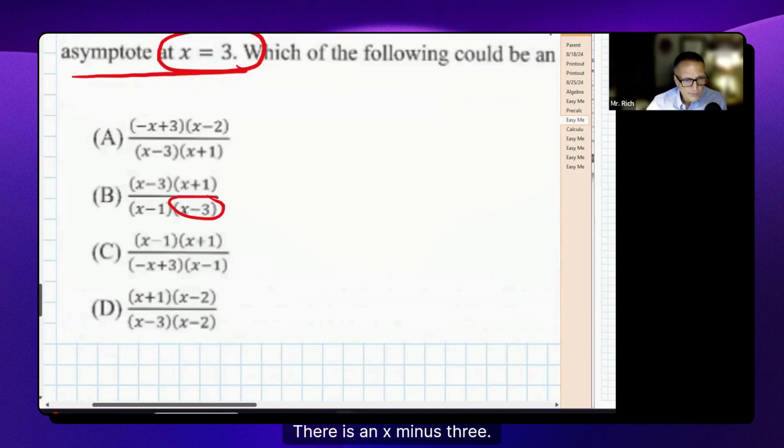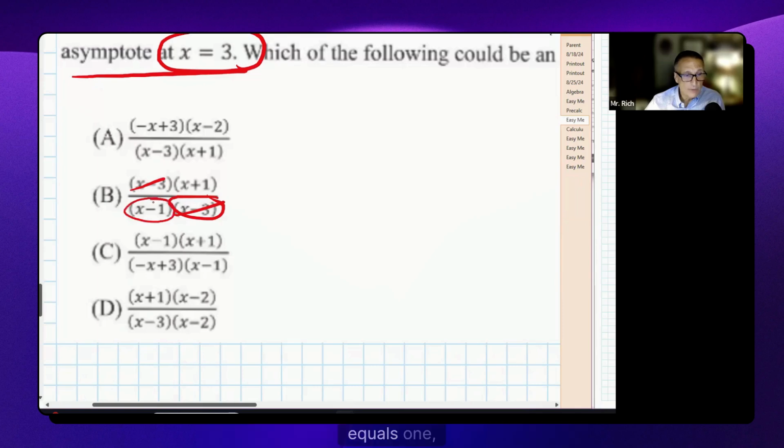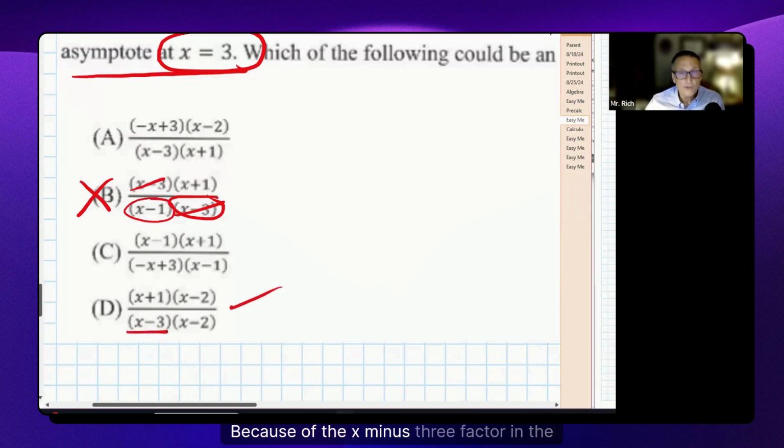There is an x minus 3 that would have created a vertical asymptote at 3, except that it got removed by the x minus 3 in the numerator. So that means there is a vertical asymptote at x equals 1, but not at x equals 3. So I can remove this as a possible answer. No vertical asymptote at x equals 3. This one does for sure have a vertical asymptote at x equals 3 because of the x minus 3 factor in the denominator that does not get canceled. So that one's still alive.